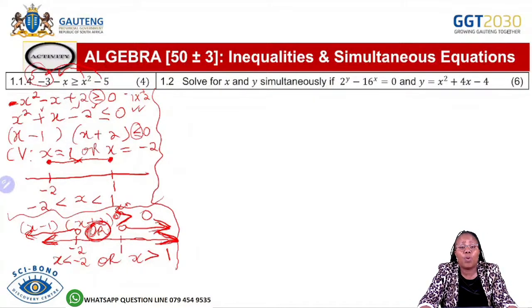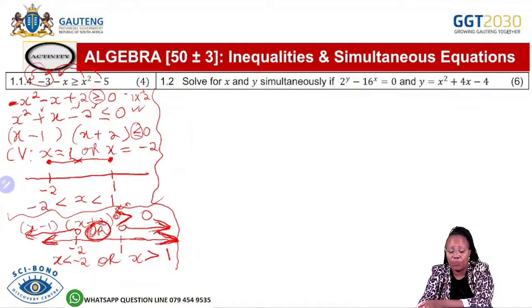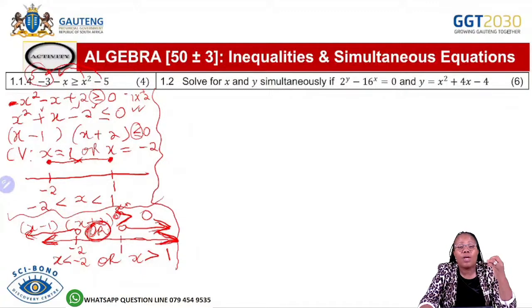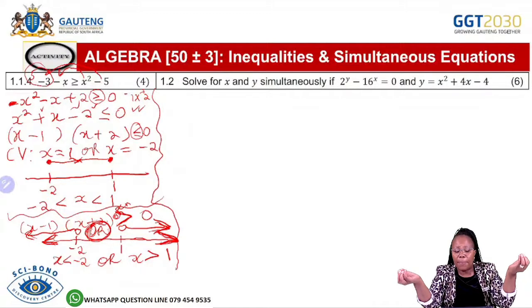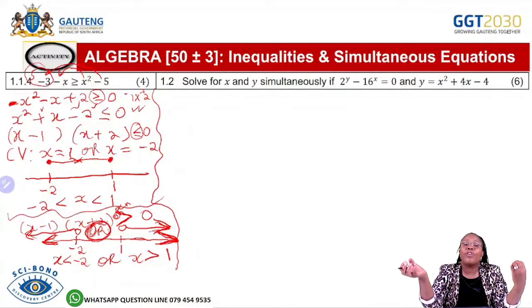The next question, 1.2, we are solving for x and y simultaneously if 2 to the power y minus 16 to the power x is equal to 0, and y is equal to x squared plus 4x minus 4. This is worth 6 marks, grade 12. We are used to having a linear equation with the quadratic one, but in this case we are given an exponential one with the quadratic.